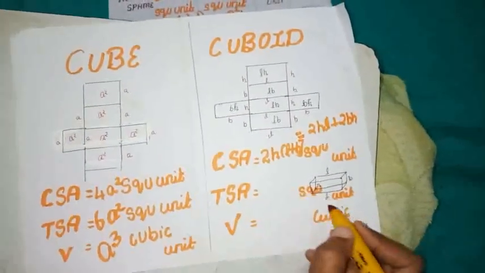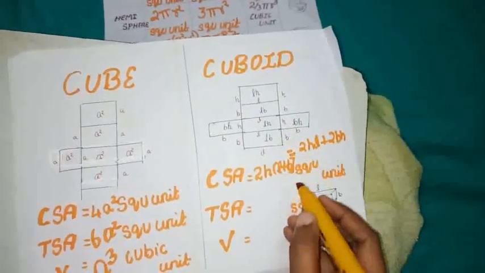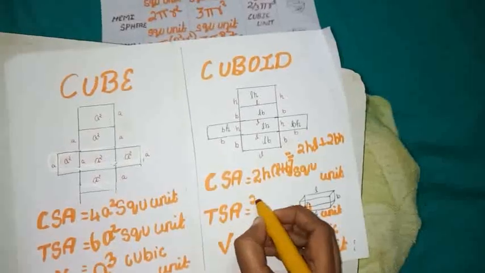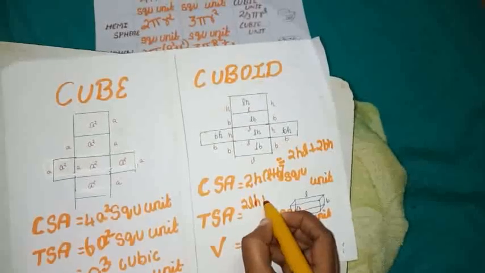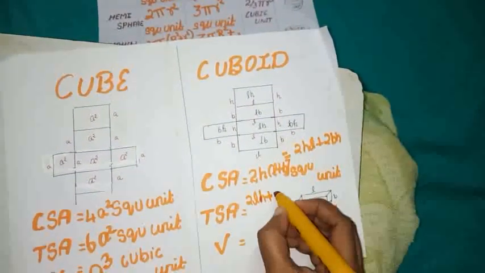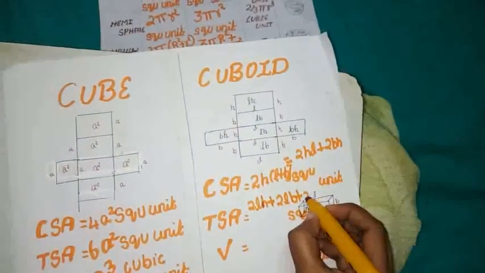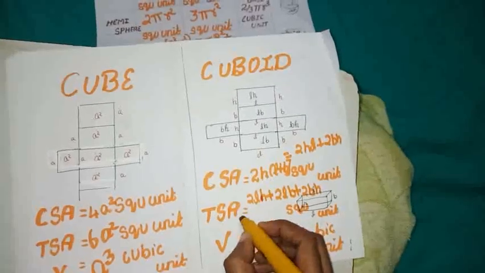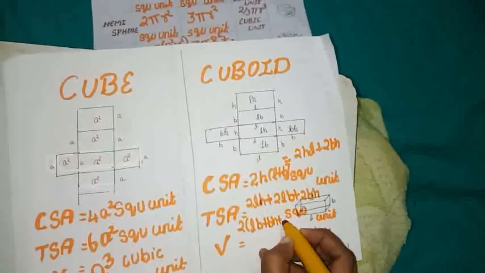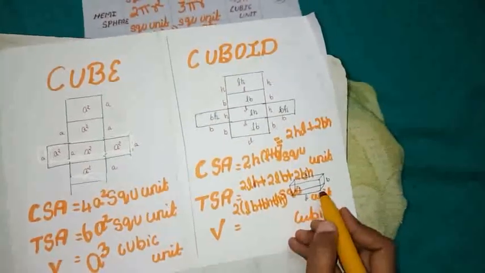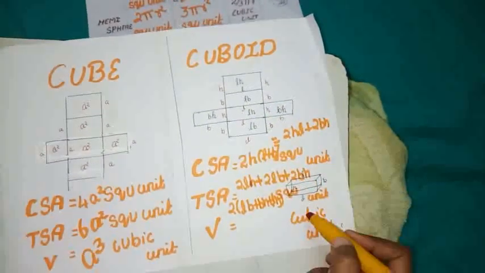TSA is very easy. So here 2LH. Next, I'll write here 2LB. Here 2BH. So totally 2 is common: LB plus BH plus LH, in square unit. That is 2 into (LB plus LH plus BH), in square unit.